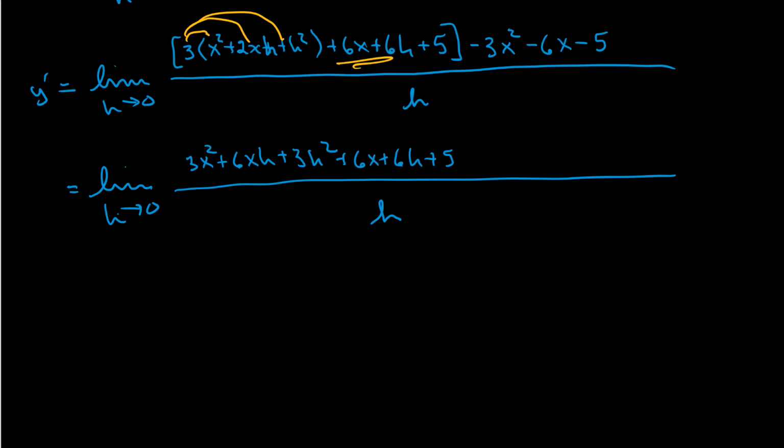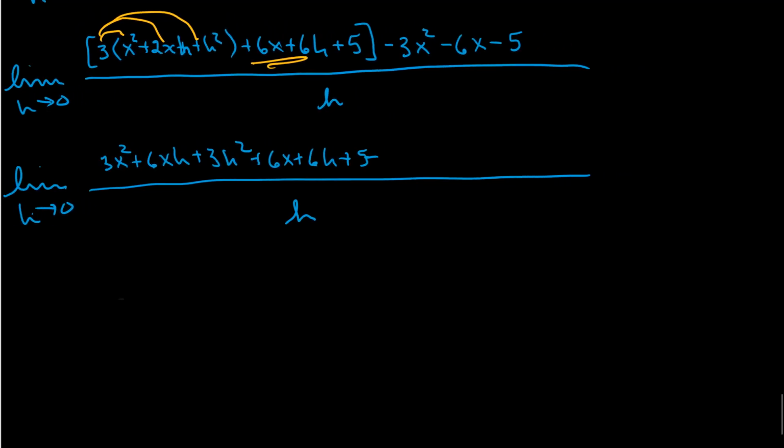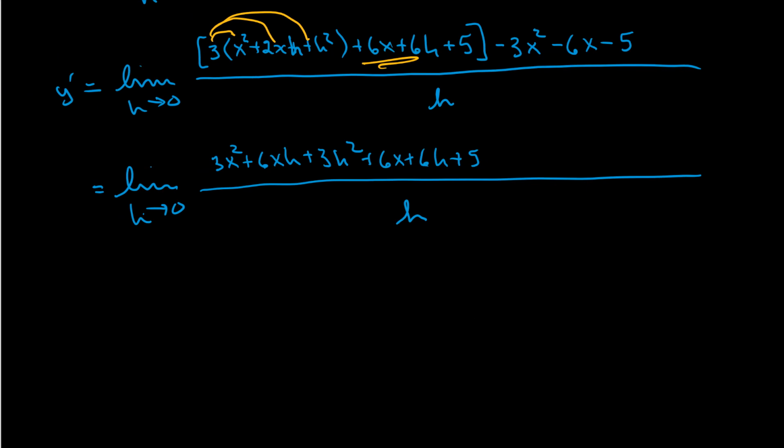I really don't need the brackets at this point because I've distributed the subtraction. So I have a minus 3x squared minus 6x minus 5. At this point, I'm going to combine like terms. I have a 3x squared minus 3x squared, a plus 6x minus 6x, a plus 5 minus 5. Okay, when all that cancels out, I have a limit as h goes to 0.